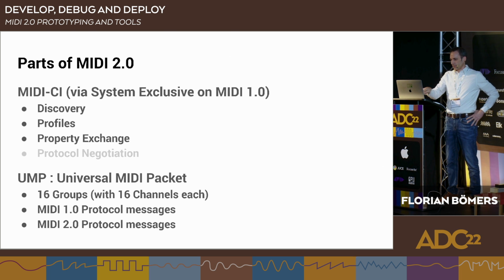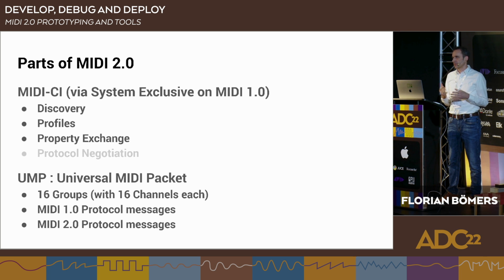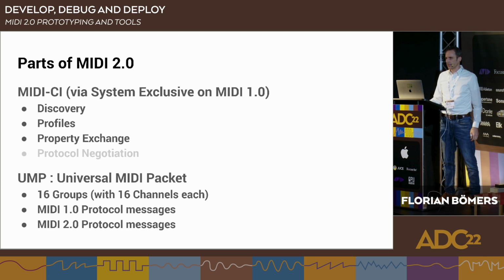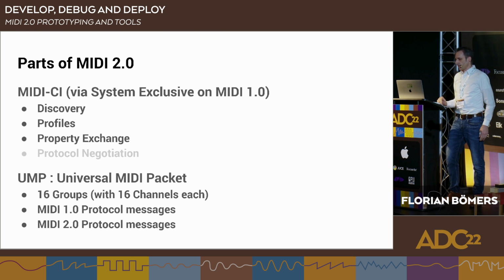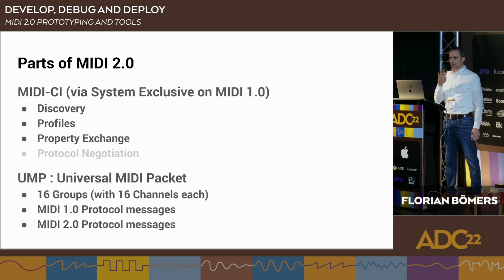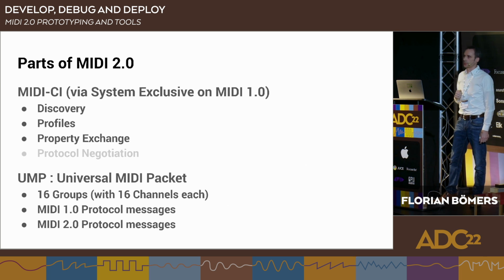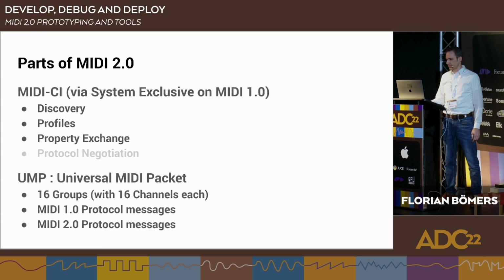There's also protocol negotiation, which is meant to switch from MIDI 1 protocol to MIDI 2 protocol. This is being deprecated soon, so I will not talk about it here. UMP, the Universal MIDI Packet, is the new MIDI 2 protocol. We have more channels, organized in 16 groups with 16 channels each. And the Universal MIDI Packet can transport either or both MIDI 1.0 protocol messages and MIDI 2.0 protocol messages.